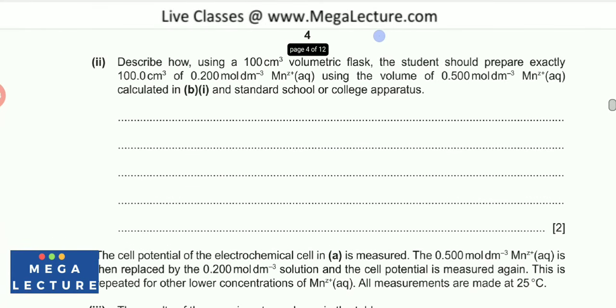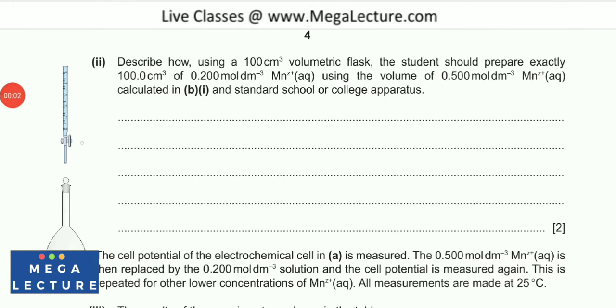The next part is: describe how, using a 100 cm cube volumetric flask, the student should prepare exactly 100 cm cube of 0.2 mole per dm cube Mn2+ using the volume of 0.5 mole per dm cube Mn2+ calculated in B1, using standard school or college apparatus. So basically, we need to explain the whole process of dilution.